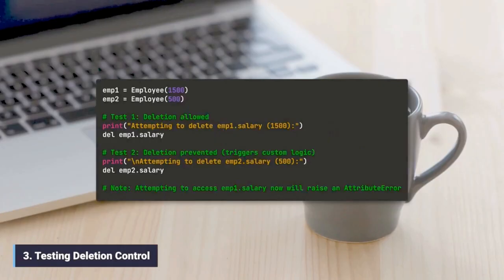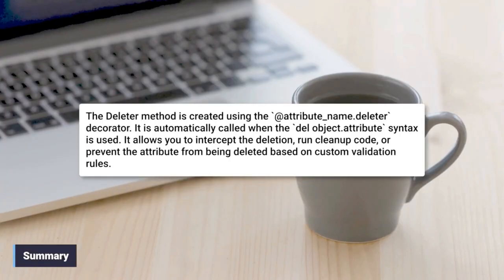3. Testing deletion control. We create two employees with different salaries. When we call del emp1.salary, the deleter runs, passes the check, and removes the private attribute. However, when we try to delete emp2.salary, the deleter's logic intervenes, prints the error message, and the del command for the private attribute is skipped, meaning the attribute remains intact. To summarize, the deleter provides crucial control over the final state of an attribute.